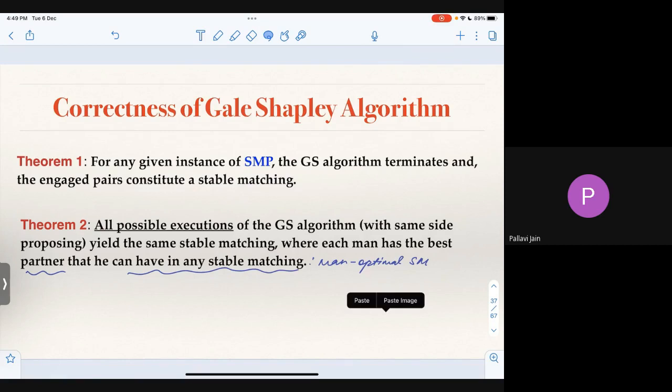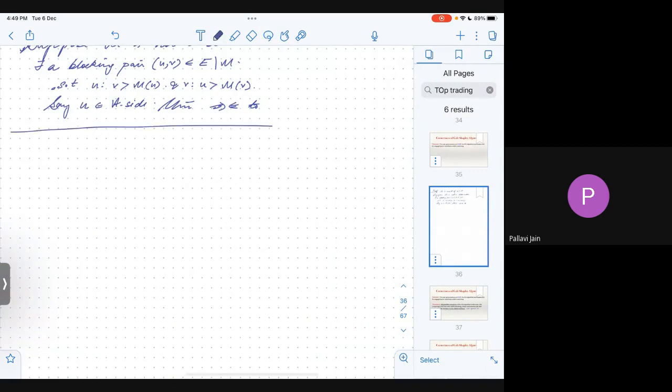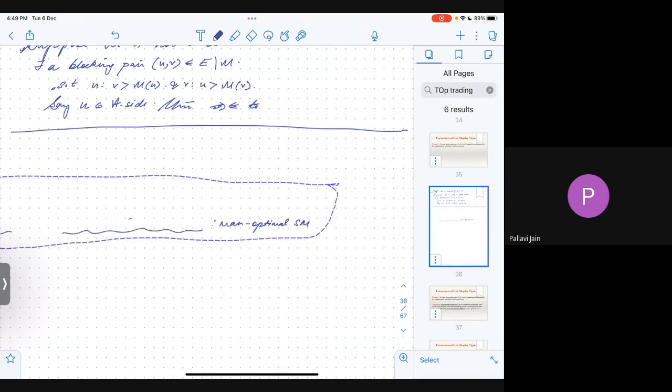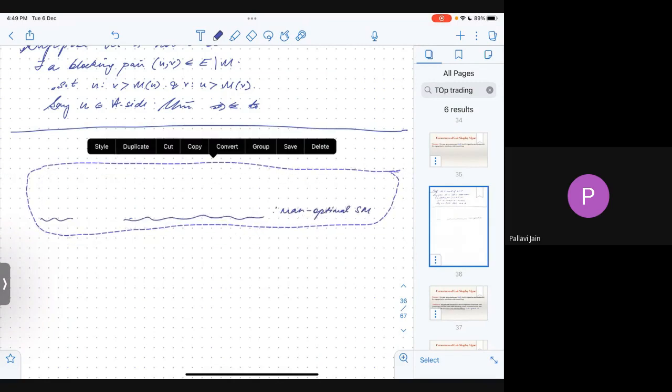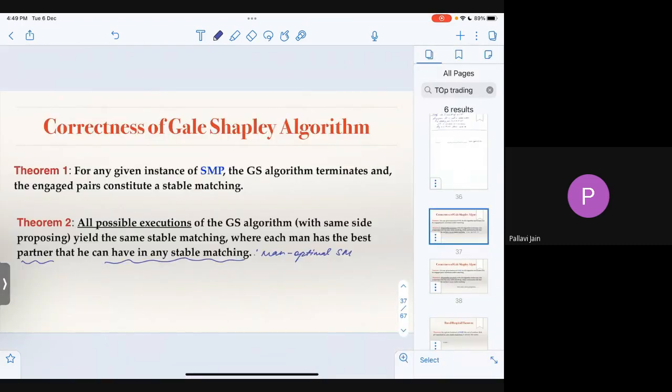It's notable that it was shown fairly early on that there can be an exponential number of stable matchings in an instance. But the man-proposing Gale-Shapley will always give the exact same outcome. If you use the woman-proposing Gale-Shapley, you could potentially get a very different matching.